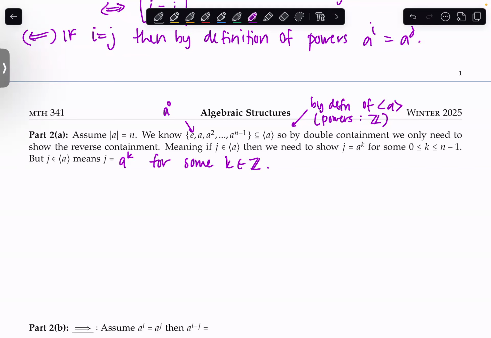Okay, so I don't know which integer I have. I could have 1046 while n is the number 3. My goal is going to be to show I can have the same element written differently, written as a to a power between 0 and n minus 1.